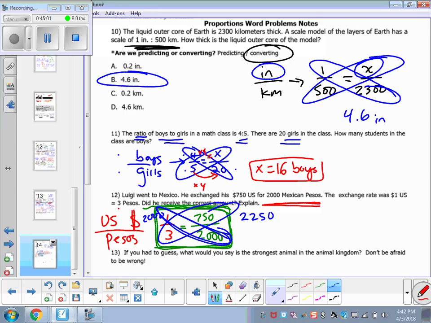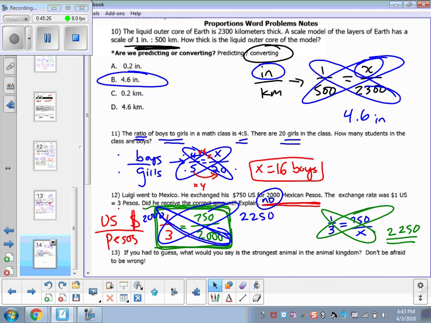So let's figure out how much money he should have gotten. If he was going to trade in 750 US dollars, let's figure out how many pesos he should have gotten. Let's cross multiply. He should have gotten 2,250. He only got 2,000, so they did not give him enough. He did not get enough pesos.